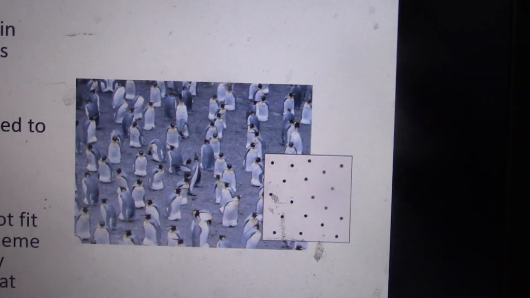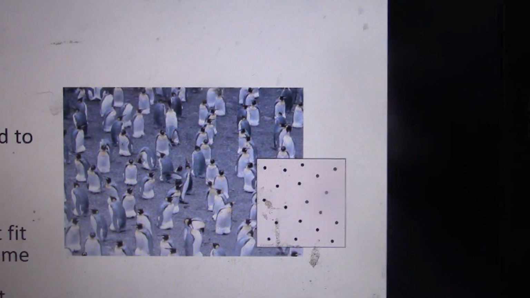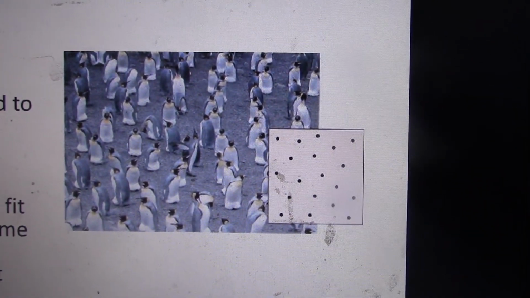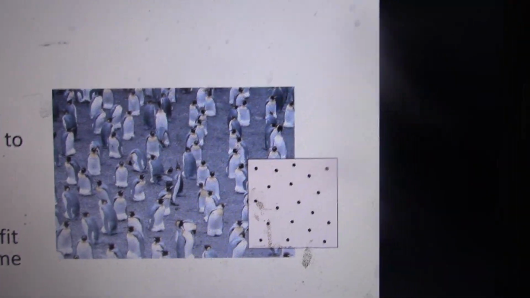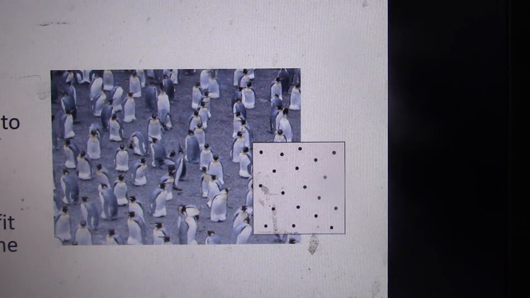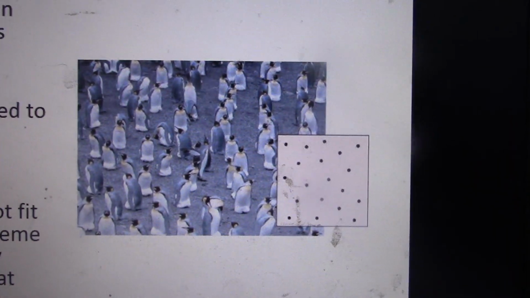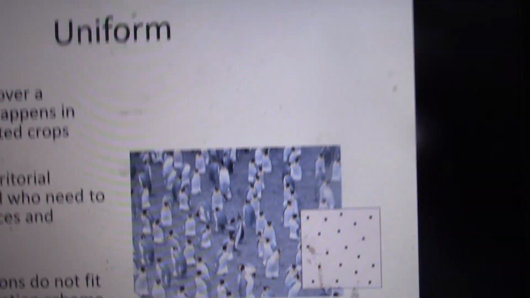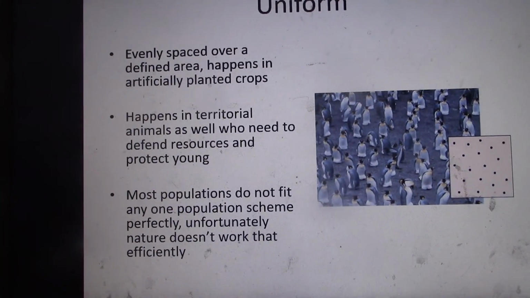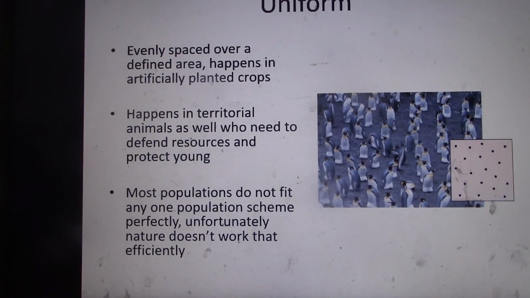You can see here, these are emperor penguins in Antarctica, male emperor penguins in a rookery. They are incubating an egg through the duration of the winter. So territorial animals will have a uniform distribution for a temporary period of time. So in reality, most populations have a combination of these different strategies when we look at population density and population distribution.